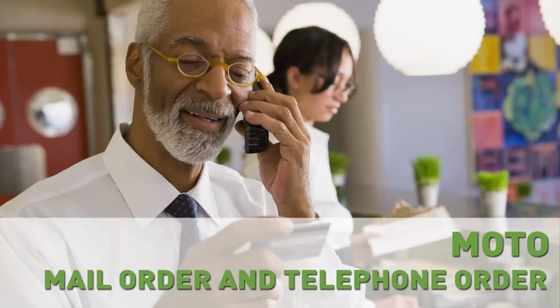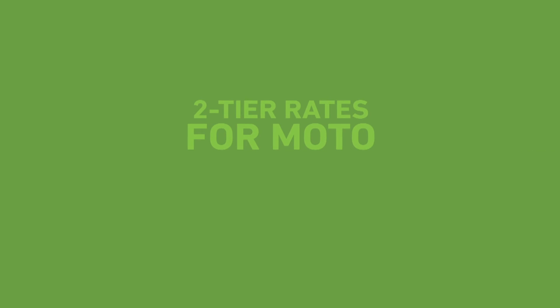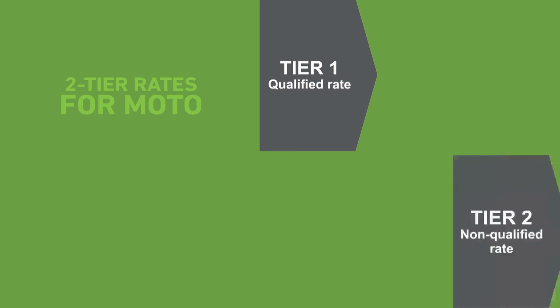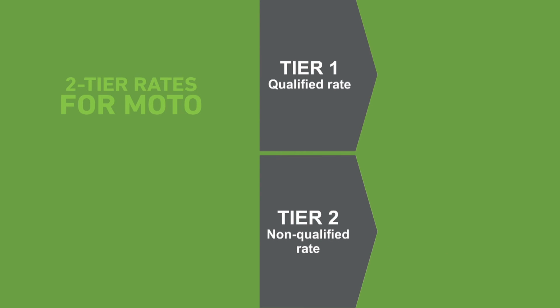Mail order and telephone order accounts. These accounts enable phone-based or direct mail order processing for consumers who can buy your product or service from the comfort of their own home. The price structure here is a 2-tier price structure. So it's very similar to the 3-tier structure, but there's only 2 buckets, a qualified and a non-qualified. There is no mid-qualified rate.